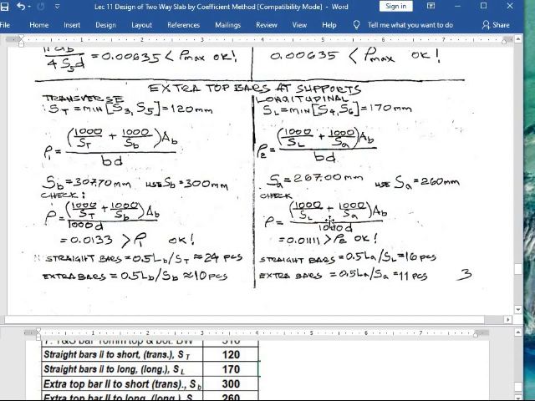But just to be sure, or just for conservative reasons, we will round that down by 10 mm increments. So it becomes 260 mm.